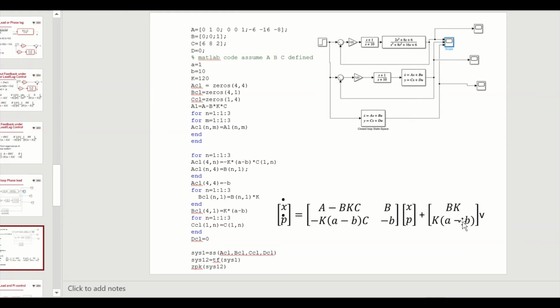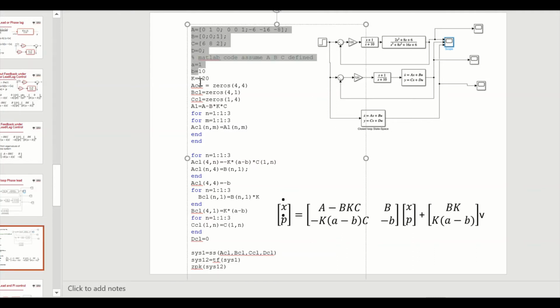We know also that the new b, which is called BCL, is equal to b times k. That's for the first 3 elements there. And the fourth element, that's 4, 1, is k a minus b. And then the c is the same as the c, but with the last element 0, and DCL is 0. Then if we take this system here, form it as a state space representation in MATLAB, convert it into a transfer function, and do a ZPK, we'll then get the closed loop transfer function for this system. And that's how we could look at phase lead.